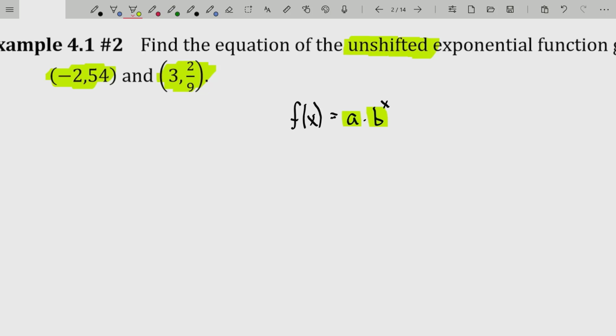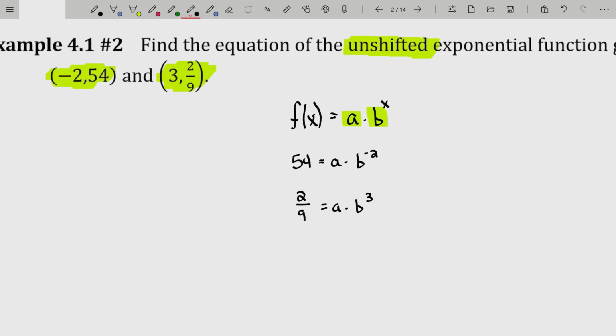How do you do that? You plug in 54 for the output. So I'll do that right here. And plug in -2 for the corresponding input. Now, obviously, that does not tell you what a or b are. However, you can do the same thing again with the second point. You let the output be 2/9 while the input is allowed to be 3.